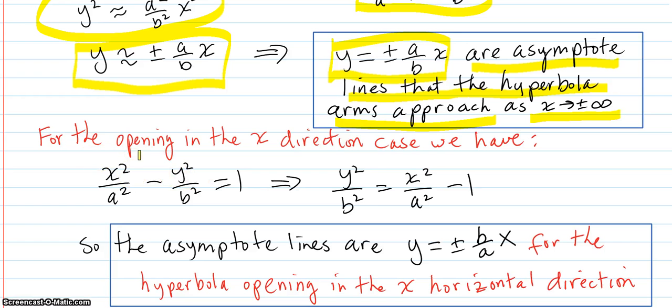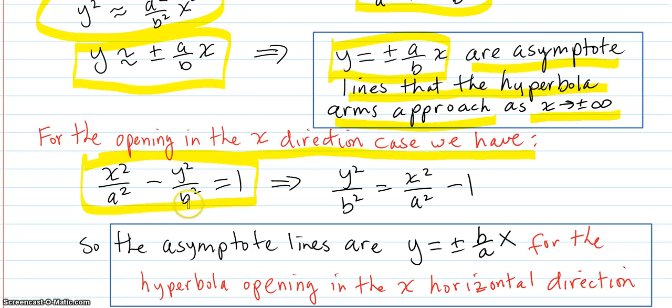For the opening in the x direction case, we have this standard form. We solve for the y squared over b squared, you get this. And again, the negative 1 will shrink to insignificance, and this time the b squared multiplies over, and the b is on the top, as it would be for the opening in the x direction case, because the a vertices will be in the x direction, so b will be going in the y direction, so b is the numerator.